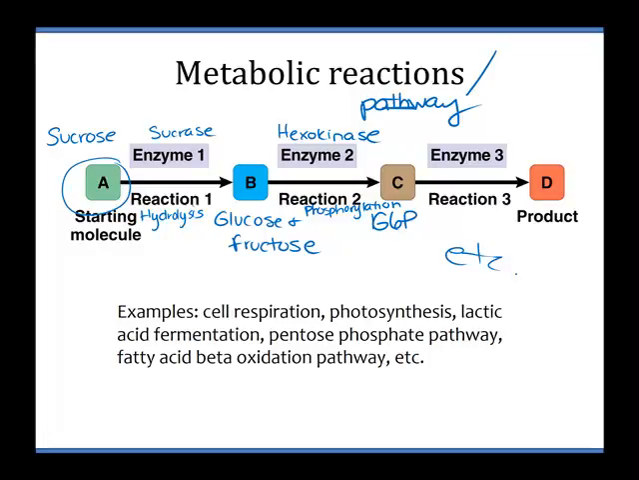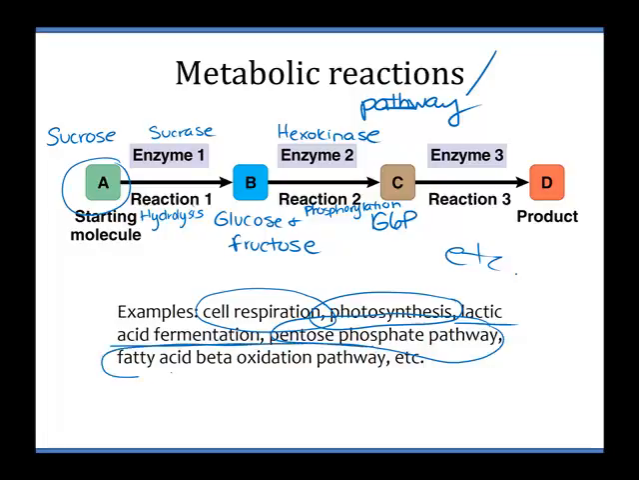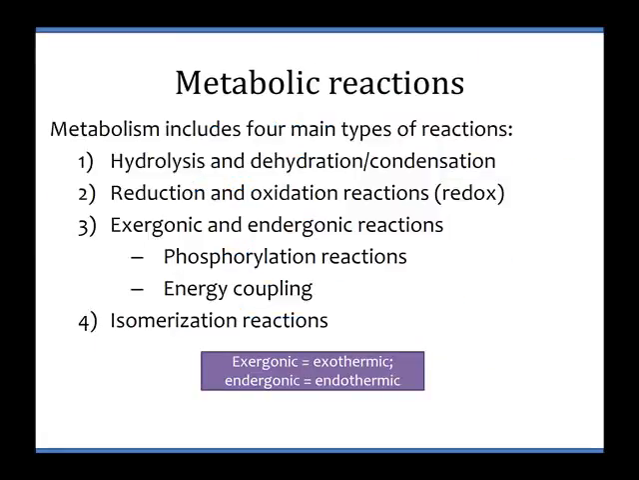By the way, here's a couple other examples of metabolic pathways. Cell respiration, which is our lecture 9, which we are going to cover next. Photosynthesis is a metabolic pathway. Lactic acid fermentation. Maybe if you work out, you've probably heard of lactic acid and how it builds up in your muscles when you work out. We will talk about that too. Pentose phosphate pathway is another metabolic pathway. Fatty acid beta oxidation pathway is another pathway. Lots of them. Lots of pathways that we are not going to cover. Just examples.